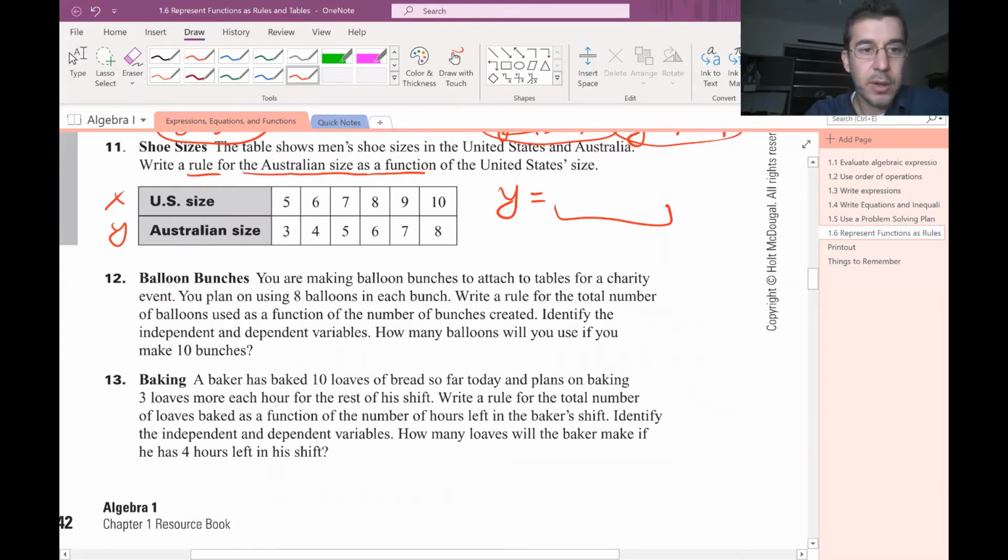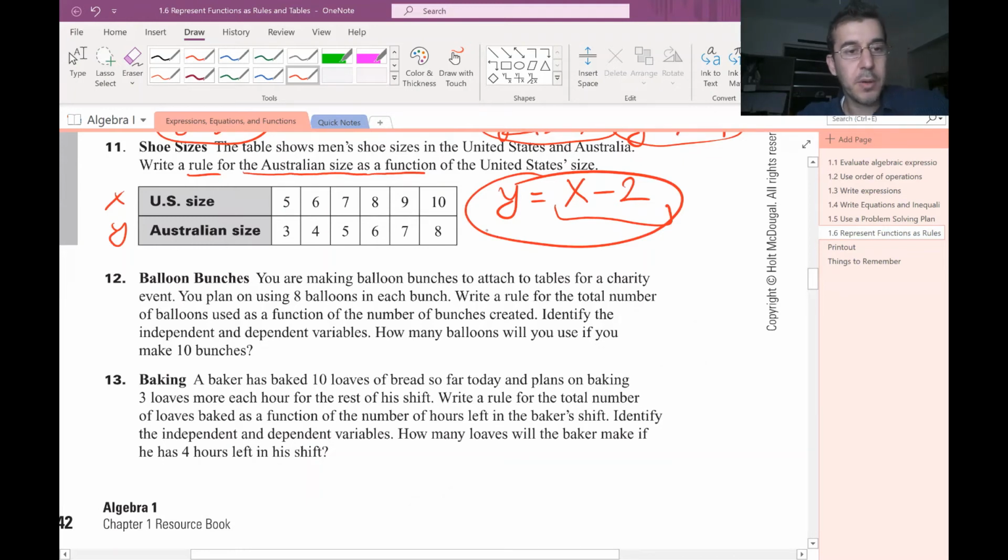So y equals, we have to start with 5, get 3, with 6 we get 4. So it's 2 less than x. Y is 2 less than x, right? 6, 4, 7, 5, 8, 6. The difference is always 2. So it's y is whatever x is minus 2, right? 5 minus 2 is 3, 6 minus 2 is 4, and so forth.